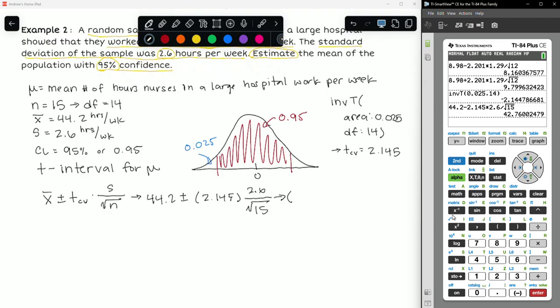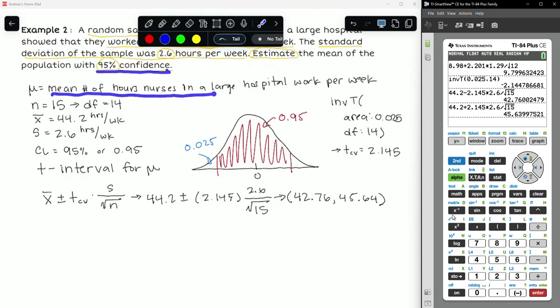So our lower bound is 42.76. Then rerunning that calculation with addition, we get an upper bound of 45.64. So our sentence would be, we are 95% confident that the mean number of hours nurses in a large hospital work per week is between 42.76 hours per week and 45.64 hours per week.